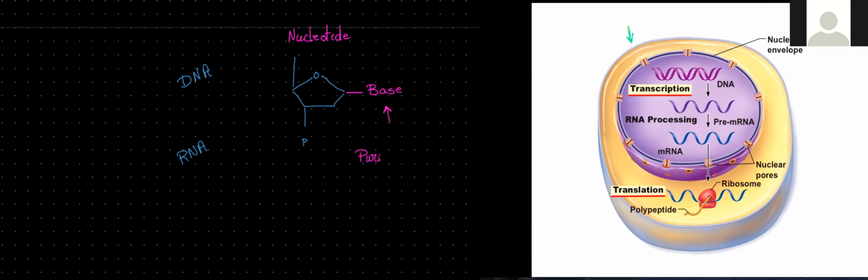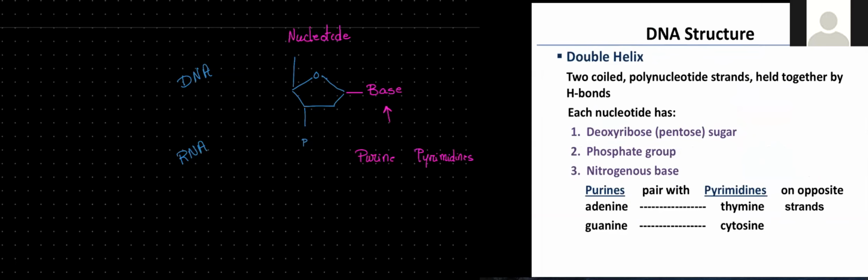Those are either going to be purines or pyrimidines. Purines are like the adenine and the guanine. And the pyrimidines are going to be like the thymine and the cytosine. A major difference between DNA and RNA is that RNA doesn't have thymine. Instead, it has another pyrimidine. It's called uracil.